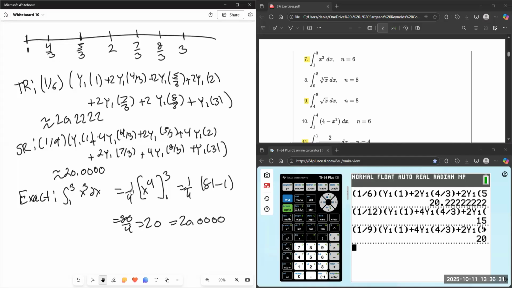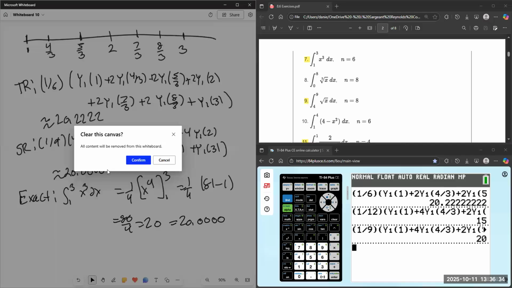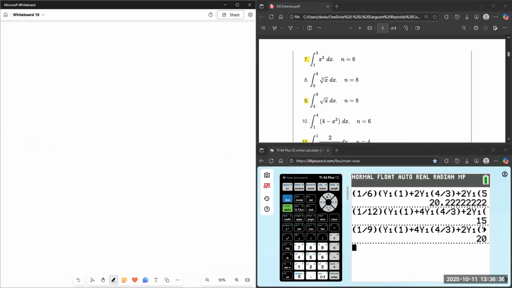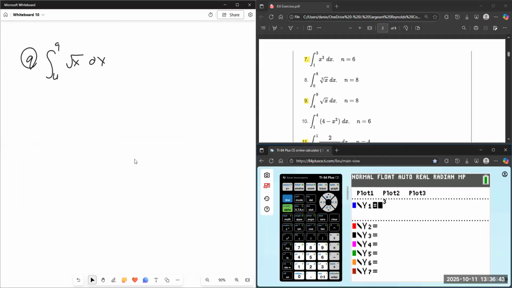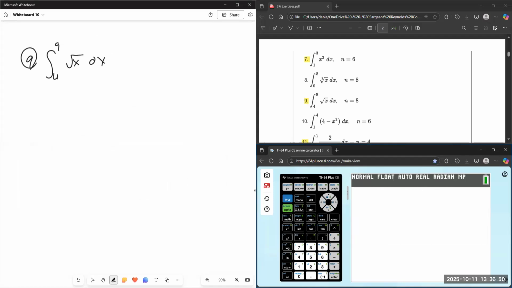Look at number 9. Nine says the integral from 4 to 9 of the square root of x dx. Let's make y equal to the square root of x. Clear all this. We have n is equal to 8. Make my number line here starting at 4. We have 9 minus 4 over 8, which is 5/8.